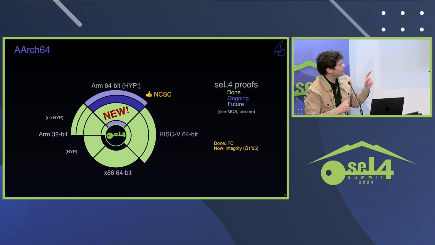Recently, we've finished the functional correctness part of the AArch64 proofs. That was with funding from NCSC. So as far as correctness goes, we have full correctness guarantees for AArch64 on par with all of the other architectures that we support. At the moment, we are working on the integrity proofs. That's the first half of the security proofs. And we're expecting that to be done sometime in the next quarter, or in the first quarter of 2025.